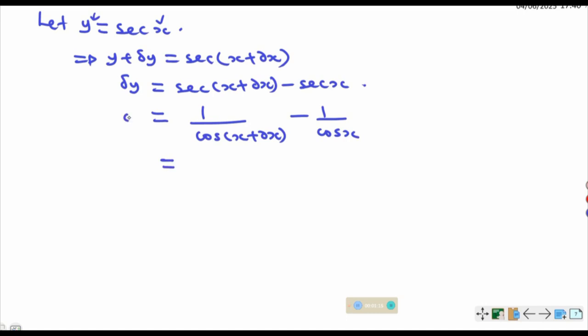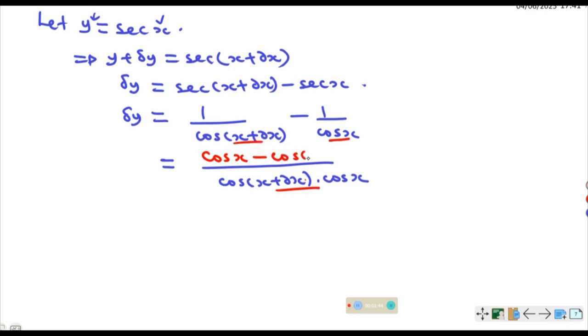Like what we did for tan, we shall also get the LCM here. So the LCM for this will be cos of x plus delta x times cos of x. Get the LCM, divide it by this, you will get cos of x. So we shall have this as cos of x minus, get the LCM, divide it by that, you will get this, cos of x plus delta x. So this is our delta y.